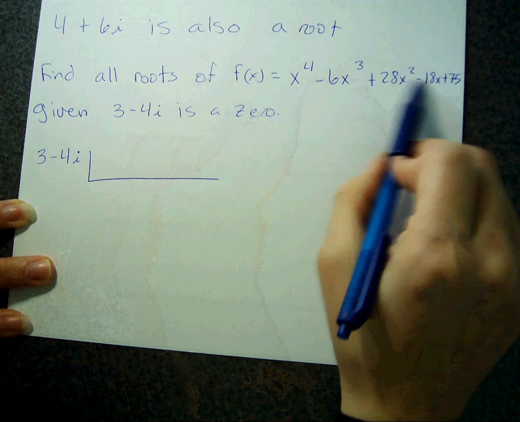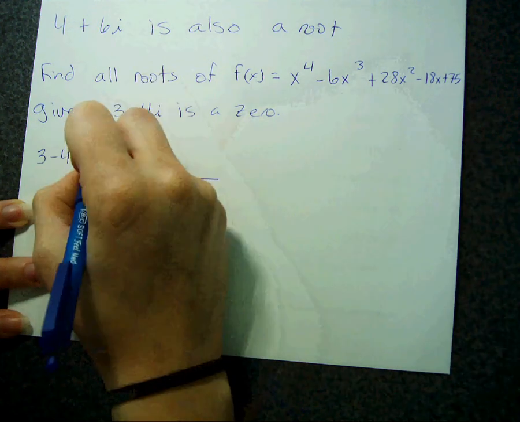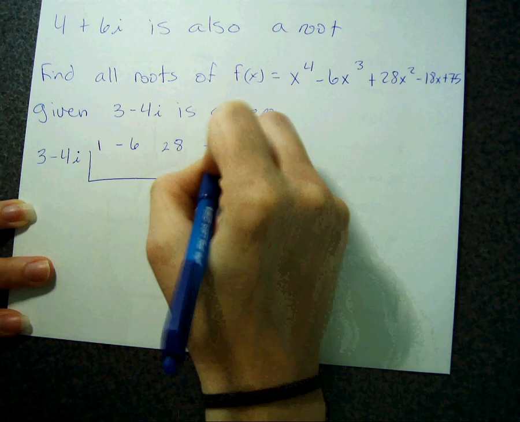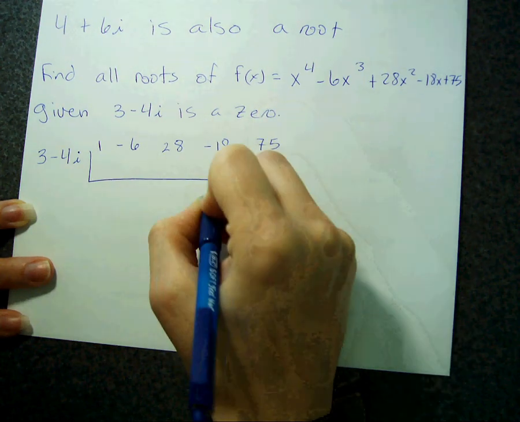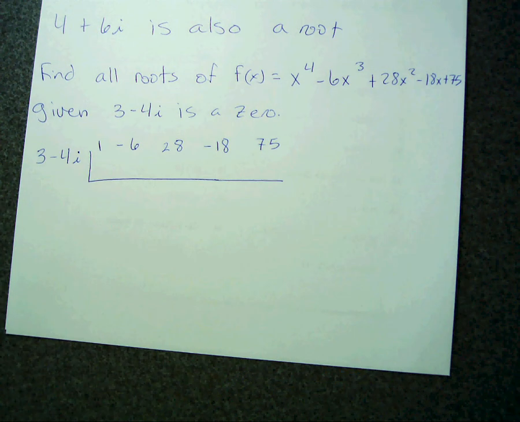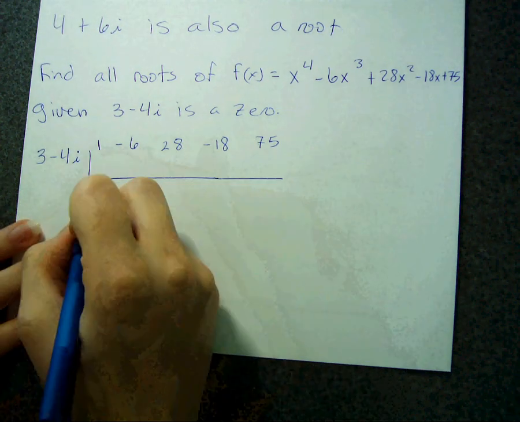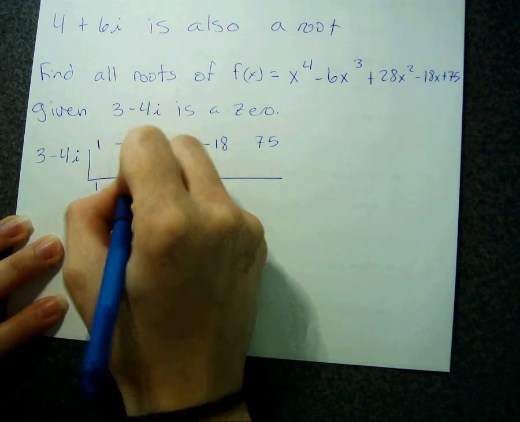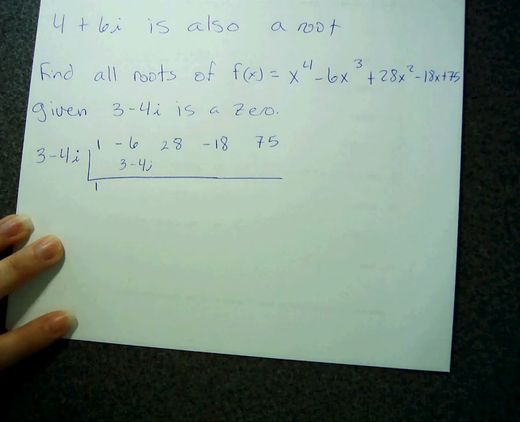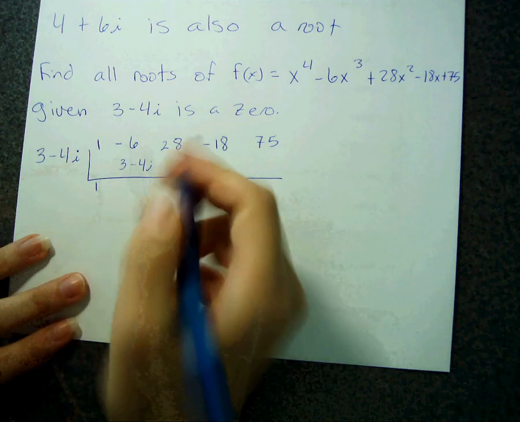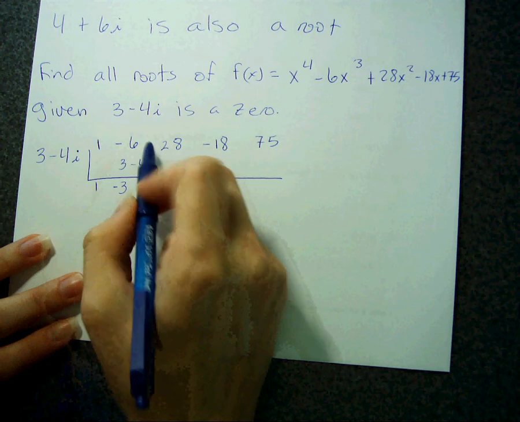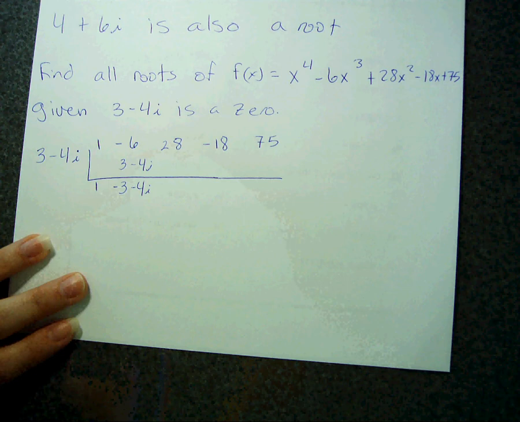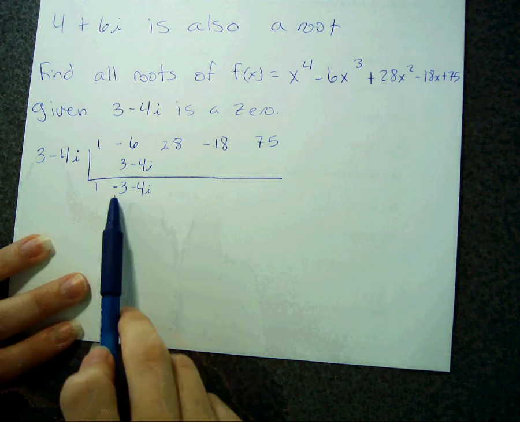So starting with 3 minus 4i and all of my coefficients, I'm going to have 1, negative 6, 28, negative 18, and 75. It's going to look funky, but it works the same exact way. So I'm going to bring the 1 down and multiply: 3 minus 4i times 1 gives me 3 minus 4i, and add. Negative 6 plus 3 gives me negative 3, and 0 plus negative 4i gives me negative 4i, and multiply.